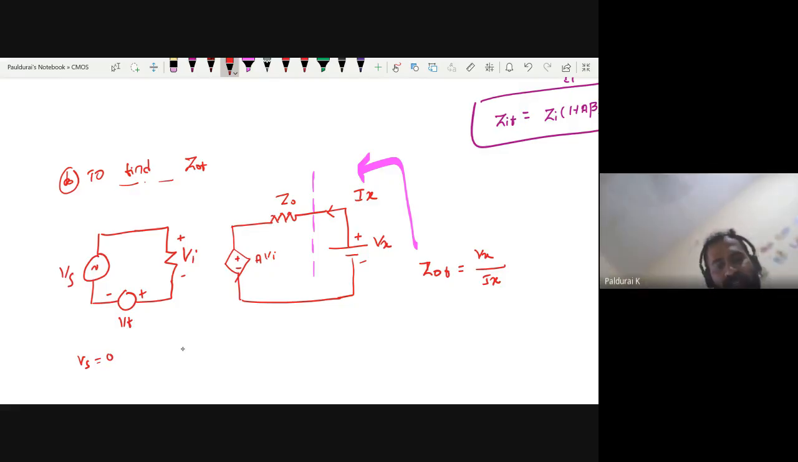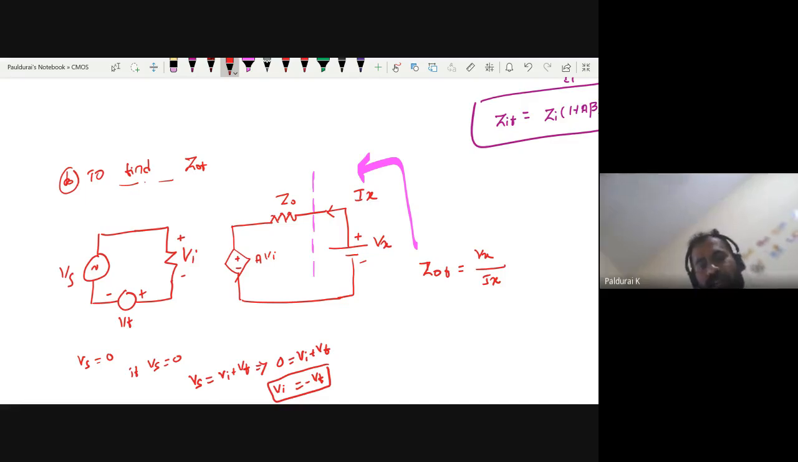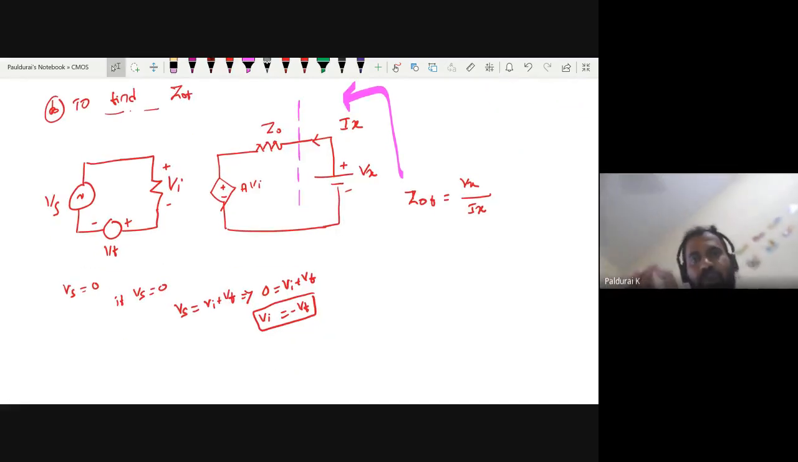So if Vs equal to 0, we know one equation. What is Vs? By applying KVL at the input loop, Vs equal to Vi plus Vf, which means 0 equals Vi plus Vf. So from this I am finding Vi equals minus Vf. Okay, so this relation will help. So very first step, you want to kill all the independent sources. Replace voltage source by short circuit, current source by open circuit.